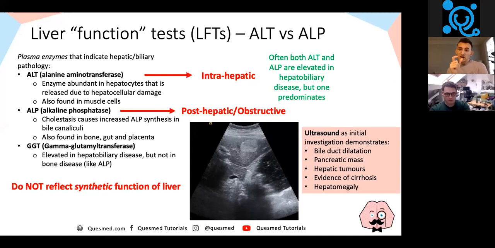You can see bile duct dilatation. So if there is obstruction due to a gallstone, you would see dilatation of the bile ducts. It can show you any pancreatic masses, which could be obstructing the biliary tree. It can show you any tumours in the liver, like a hemangioma, for example. It can show you evidence of cirrhosis in the liver, and it can also show you hepatomegaly, so if you have an enlarged liver. So it's quite an easy investigation to request. It's kind of no risk to the patient, no risk of radiation to the patient. So that's why that was the first investigation you would request in that question.